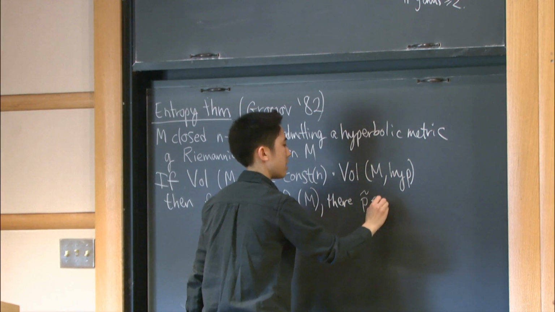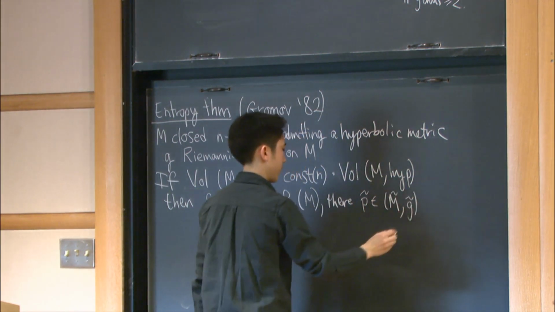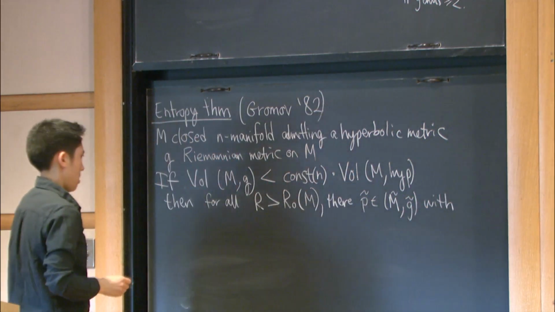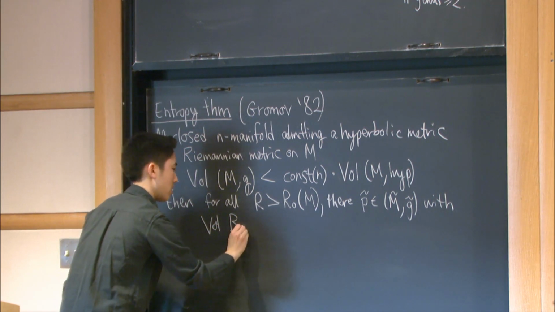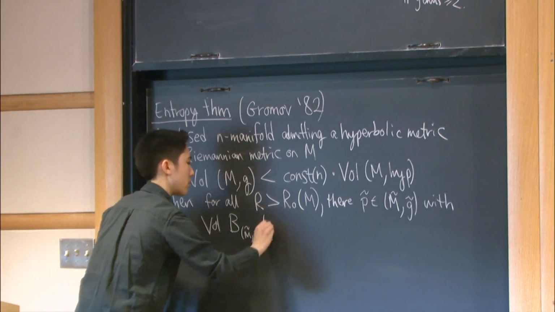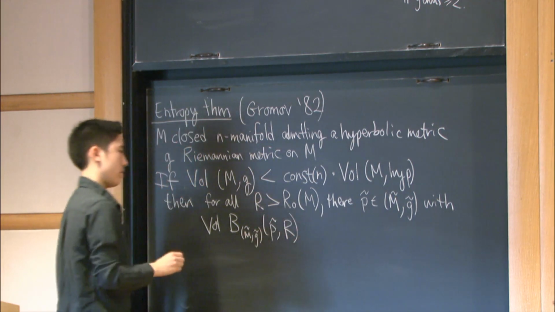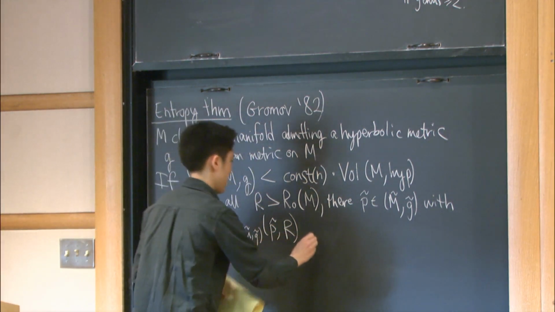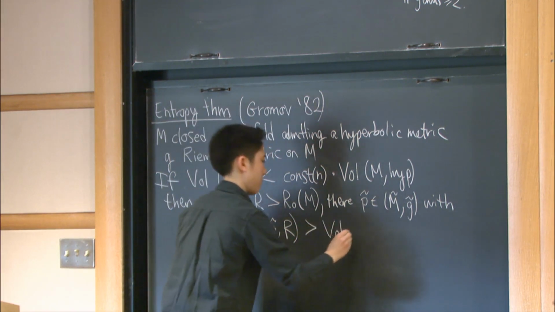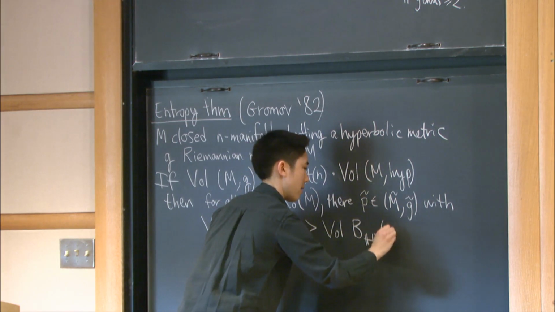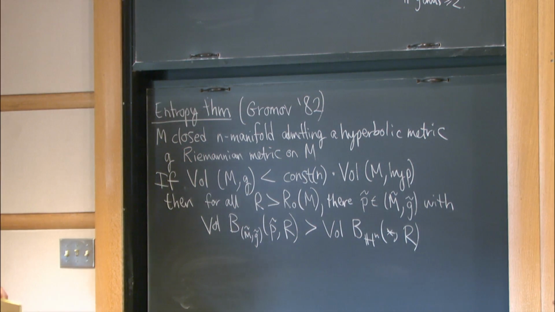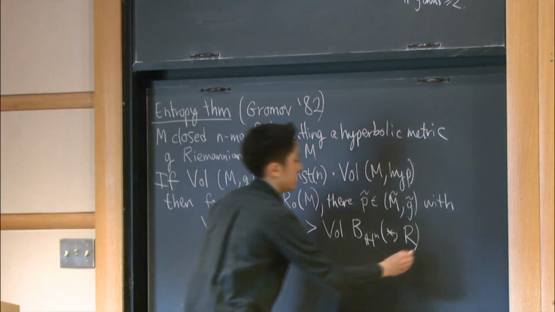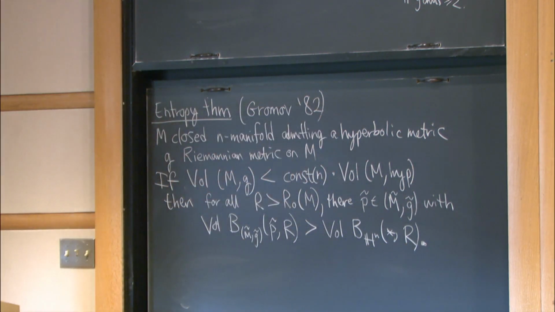So P tilde in the universal cover with the volume of the ball in the universal cover around this point. The ball has radius r is bigger than what you would get for a ball of that radius in hyperbolic space. So I'm writing the ball around any point in hyperbolic space because all those balls are isometric. So this theorem is only for sufficiently large radii.